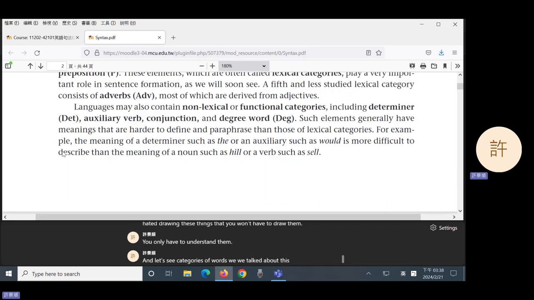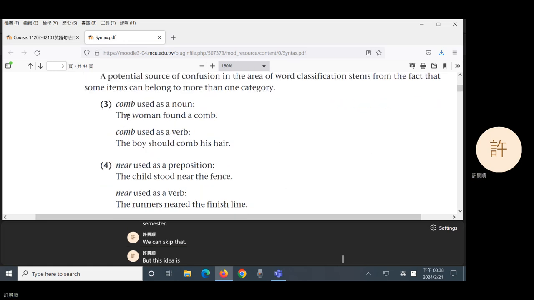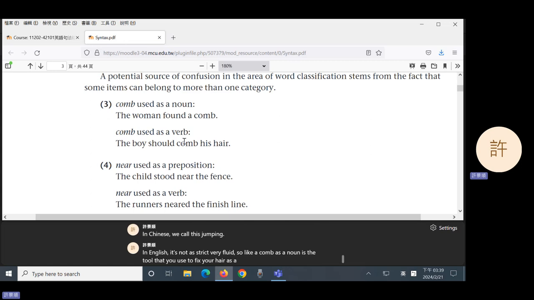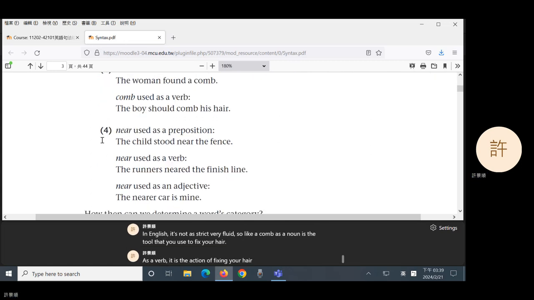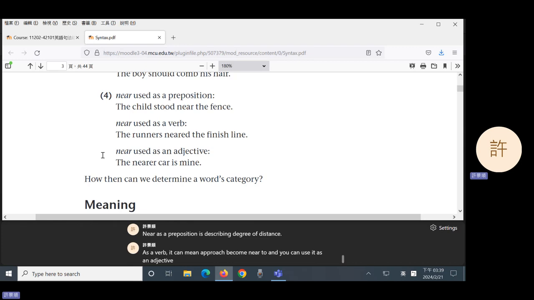We talked about this last semester. We can skip that. But this idea is important. The same word can have different categories, right? In Chinese, we call this 转品. In English, it's not as strict, very fluid. So like a comb, as a noun, is the tool that you use to fix your hair. As a verb, it is the action of fixing your hair. Near, as a preposition, is describing degree of distance. As a verb, it can mean approach, become near to. And you can use it as an adjective, the car that is near.